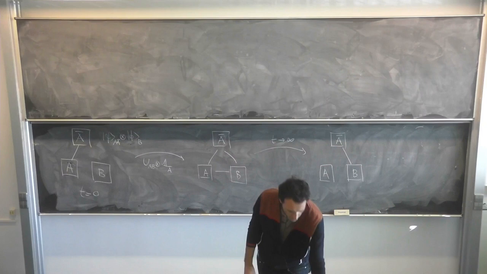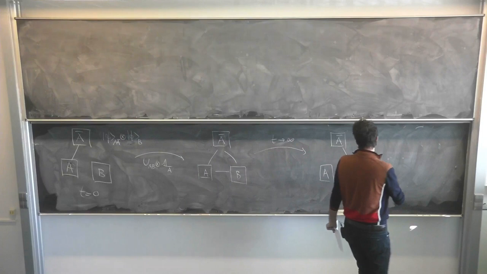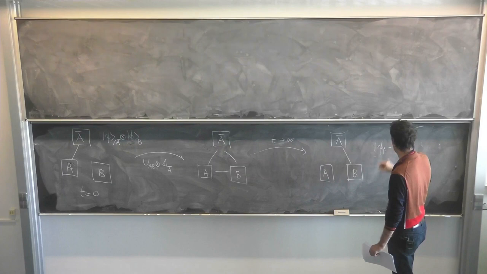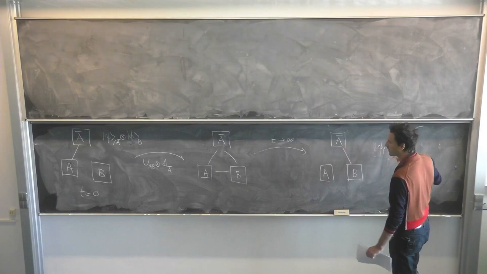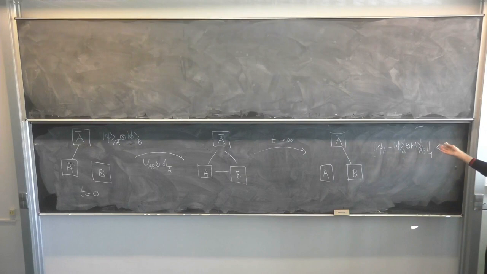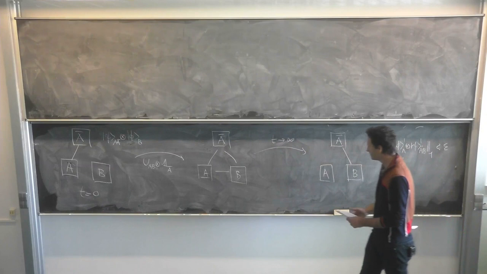Okay, and let's say that we want this to be true approximately. So we want our final state, which I will call final, to be close to something like this: some state, whatever, phi prime on A, and something on A bar B, and we want it to be close in some measure, let's say trace norm, to something like that.